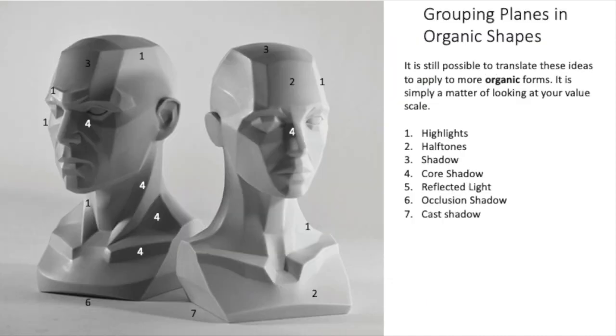Similarly, it is possible to translate these ideas to apply to complex organic forms. These are 3D models of the head created by John Asaro, and they help our overall understanding of how light is absorbed and reflected on surfaces of the head. By seeing the exaggerated planes and angles of an object that we often think of as round or spherical, can help us break down the form to more recognizable elements and help us group our shadows and planes to convey value.